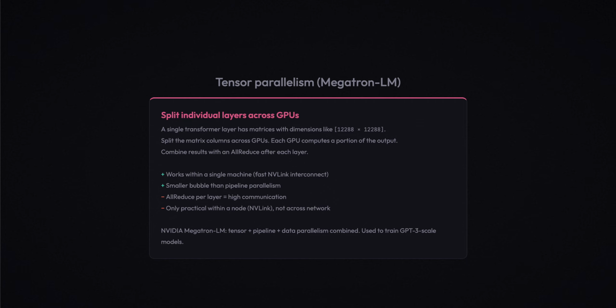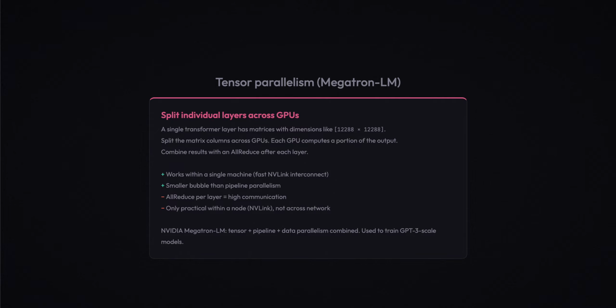There's a fourth strategy that works at an even finer granularity: tensor parallelism, introduced by NVIDIA's Megatron-LM. Instead of assigning whole layers to different GPUs, tensor parallelism splits individual layers. A single transformer layer has weight matrices with dimensions like 12,288 by 12,288. You split the columns of this matrix across GPUs. Each GPU computes its portion of the output, and the results are combined with an all-reduce.